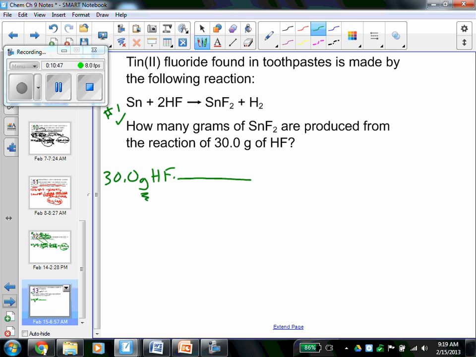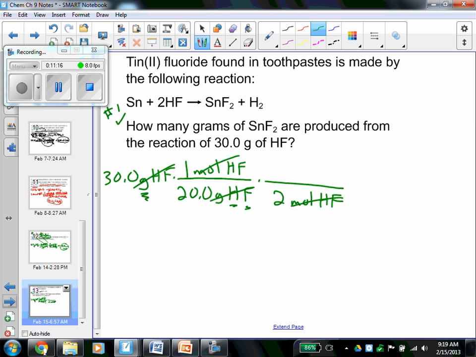Step number 2, I'm in mass, so I have to convert from mass to moles. So this is about 20 grams of HF. That's the molar mass of HF, just the mass of 1 hydrogen plus 1 fluorine. So I have step number 2 done. Step number 3, I always have to do, it's the mole ratio, and I have 2 moles of HF on the bottom, just matching them up, and I'm going to moles of SnF2, so that's 1 mole of SnF2, and I'm getting these numbers from the balanced chemical equation.